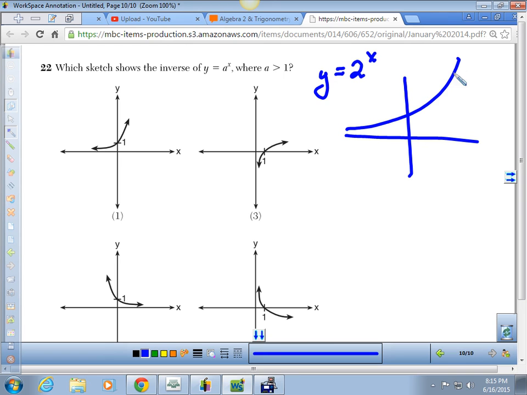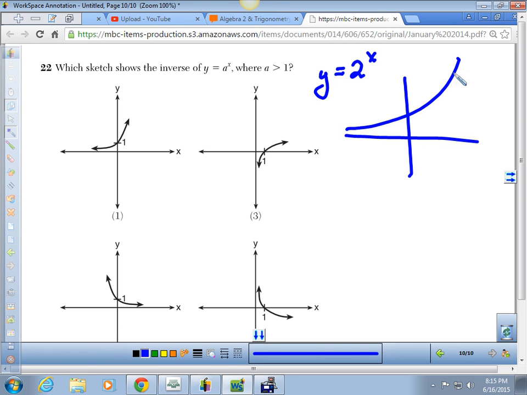They want the inverse. What do inverses do? Switch your x's and y's. Okay? So this one right here has the coordinate (0, 1). Well, the inverse has got to have (1, 0). All right. Which one? Choice 3. Inverses are reflections in y equals x. They're reflections of each other in y equals x. This is the inverse of the exponential function.